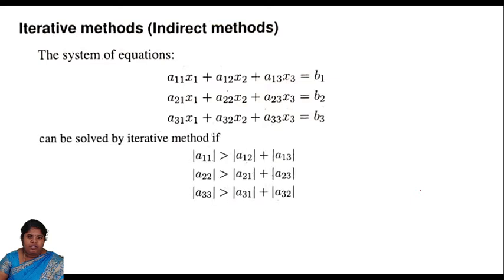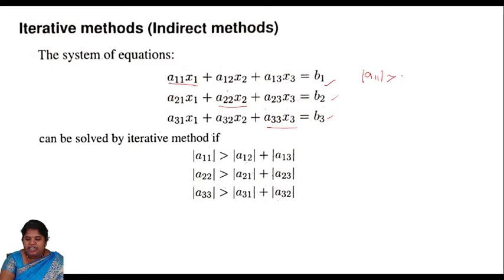Now, the given system of equations with three unknowns can be solved by iterative methods only if the system is diagonally dominant. The elements in the diagonal should be dominant. For example, for equation 1, the diagonal element is A11, for the second row the diagonal element is A22, and for the third row the diagonal element is A33.